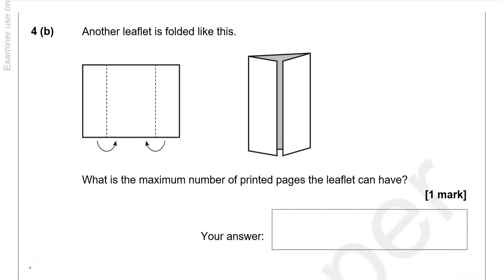Another leaflet is folded like this. What's the maximum number of printed pages the leaflet can have? So if you think of it, you can print on both sides. So 1, 2, 3, then another 3 on the other side. So that makes 6.